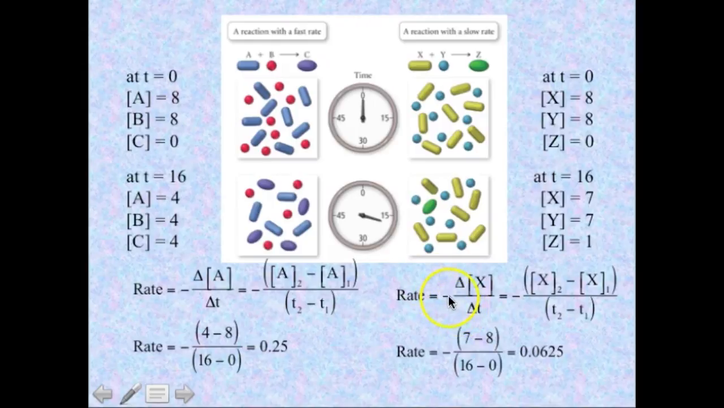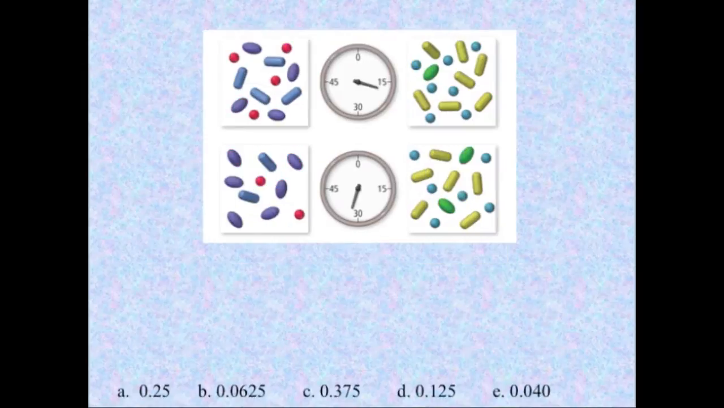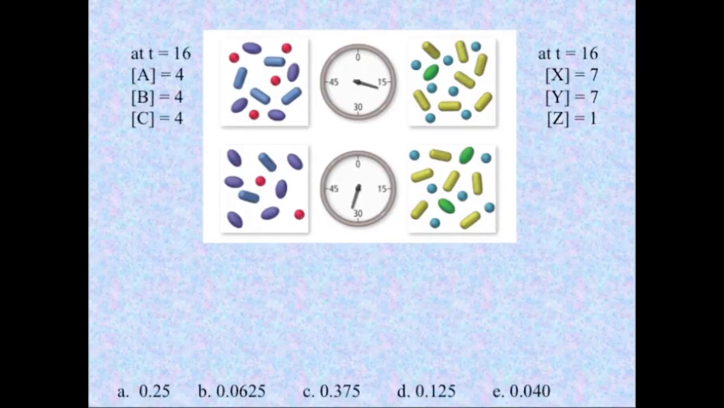We're back to putting in a negative correction factor. So it will be final minus initial. The final will be a smaller number than initial because a reagent is being consumed. It'll be 7 minus 8 divided by 16. Again, 0.0625. So here's a couple for you to try.